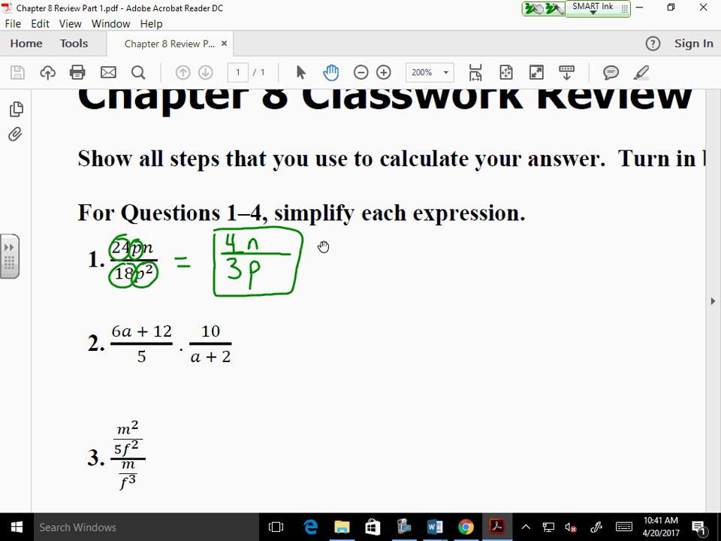Number 2, in the numerator on the first part, we'll factor out a 6, and that will become a plus 2, which will cancel as we cross-reduce with the a plus 2 in the denominator over on the right. The 5 and the 10 will reduce to 1 and 2. And so all we're left with is 6 times 2 on top and 1 times 1 on the bottom. So we're just left with 12 over 1, or just 12.